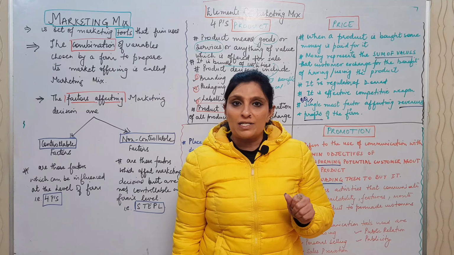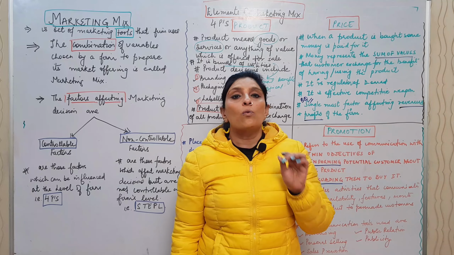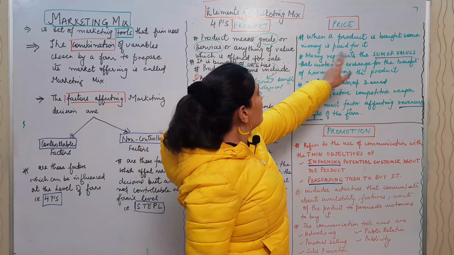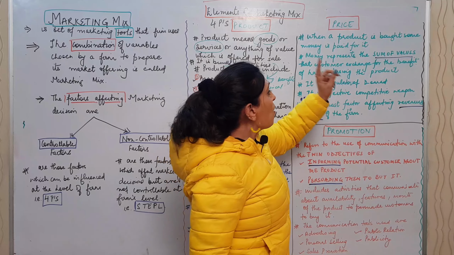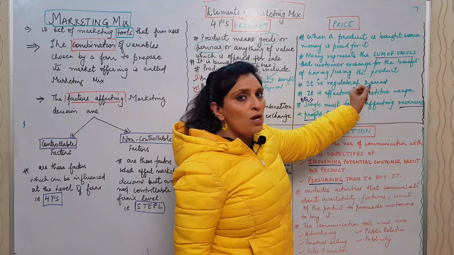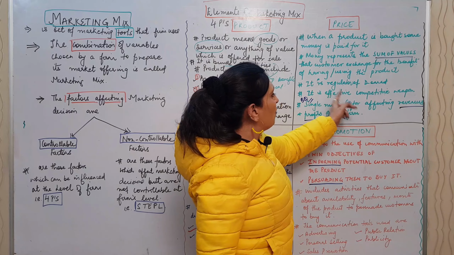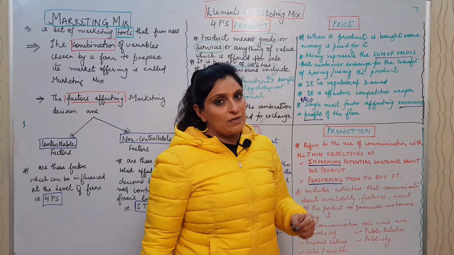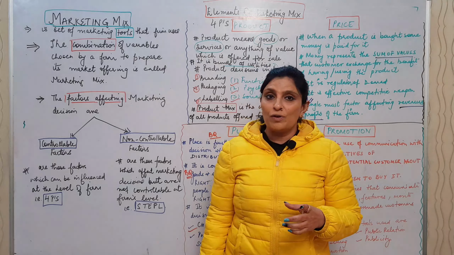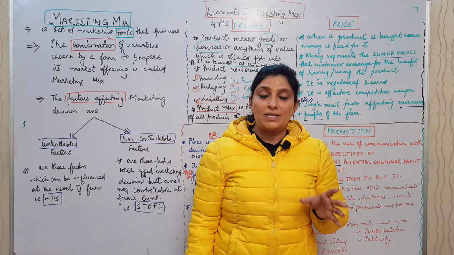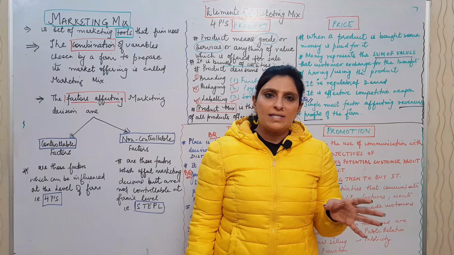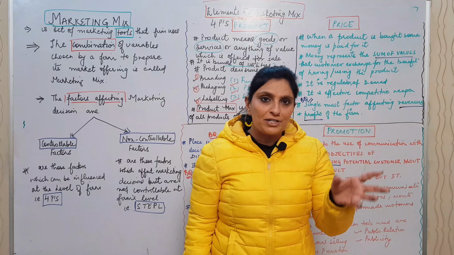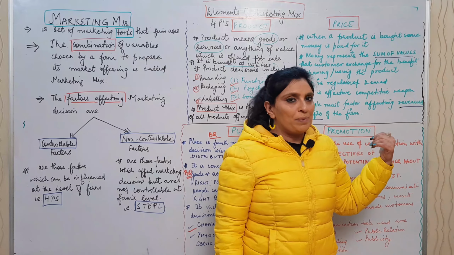Now, when we talk about price, we need to be very, very clear what we are trying to aim at. Let's read through. When a product is bought, some money is paid for it, and money represents the sum of values that customers exchange for the benefit of having or using the product. It is a regulator of demand, it is an effective competitive weapon, and it is the single most important factor affecting revenues and profits of the firm. This was your board question. And we should also be very, very clear about pricing, that there are some factors which affect pricing, like how do you want to be in the market? Do you want to be a leader in the market, or do you just want to capture market share? All this detail we'll do when we talk about pricing.